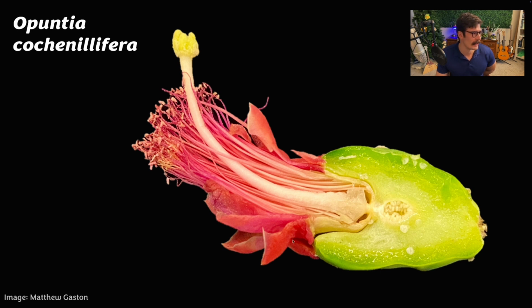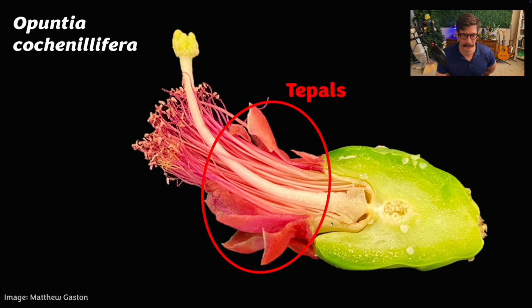This is the flower of the opuntia, which is prickly pear. It doesn't have petals, but it has things called tepals, and it can have like 34 of them.